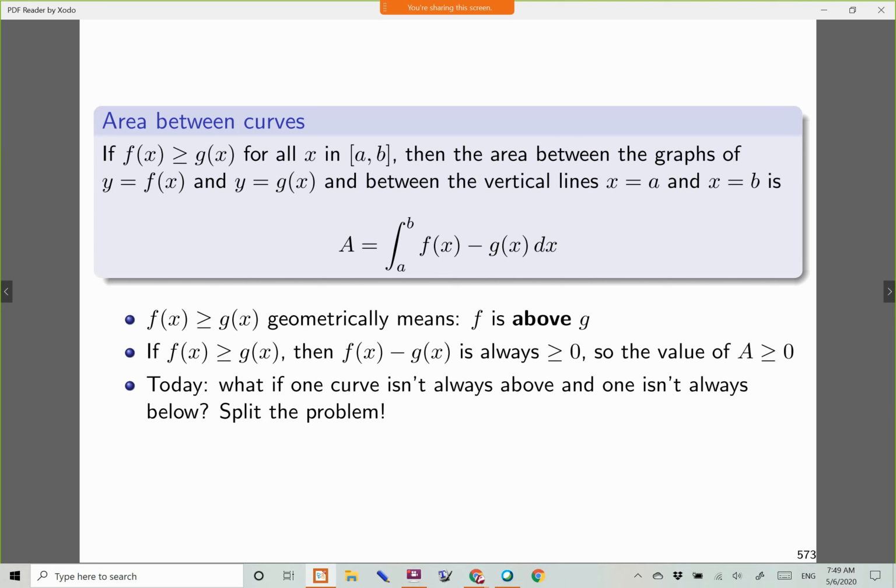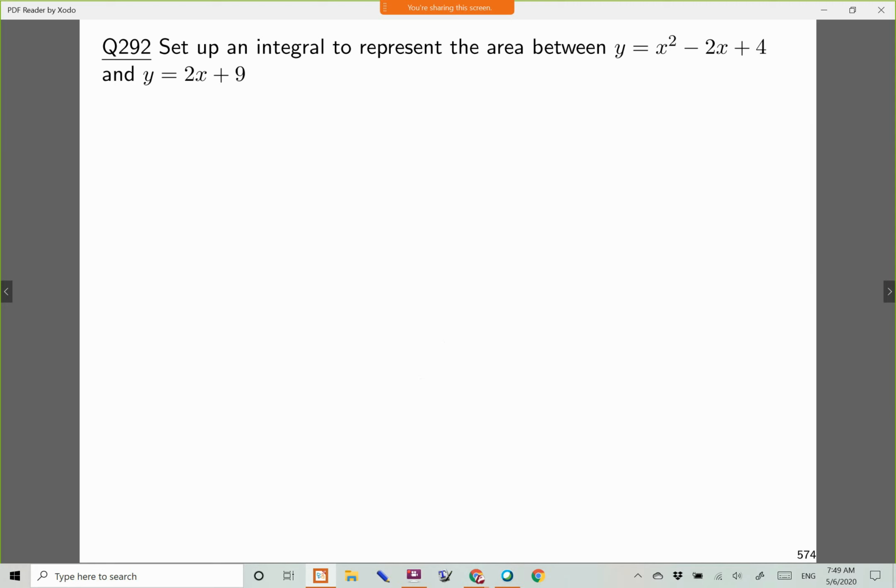Split the problem. So before doing that, let's just warm up with a question that could have been asked yesterday, just as a first question of the day, just to make sure we're reminding ourselves. So I'd like to set up an integral. We're not going to compute all the way down to having a number.